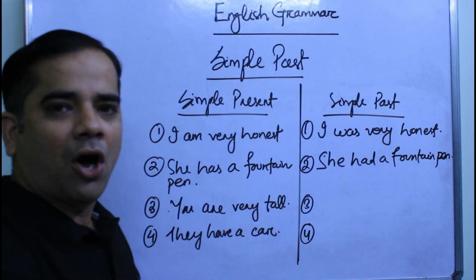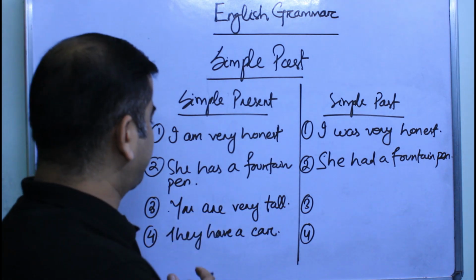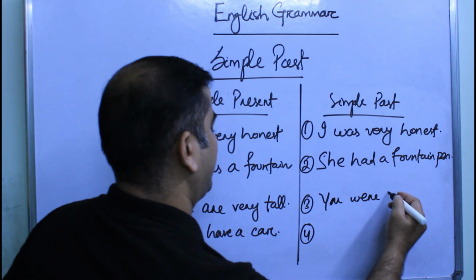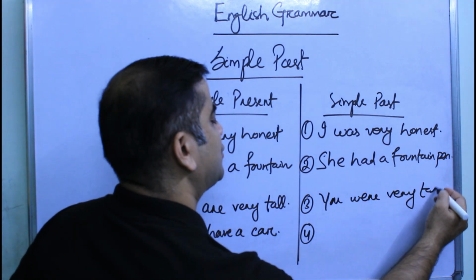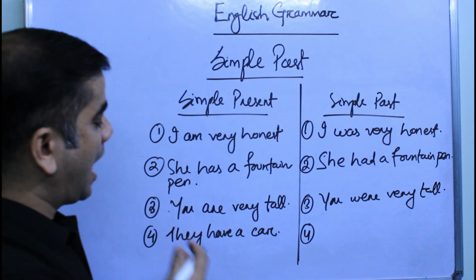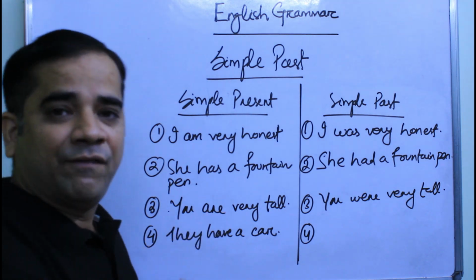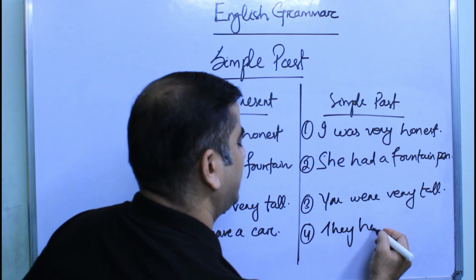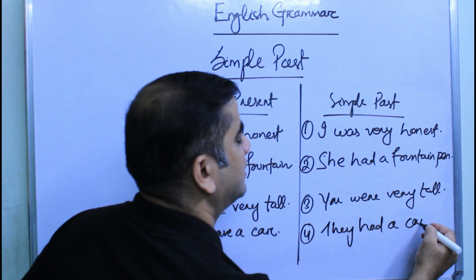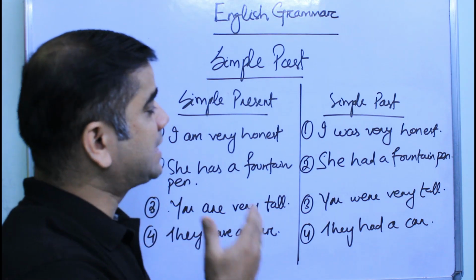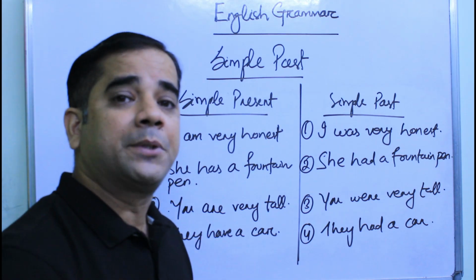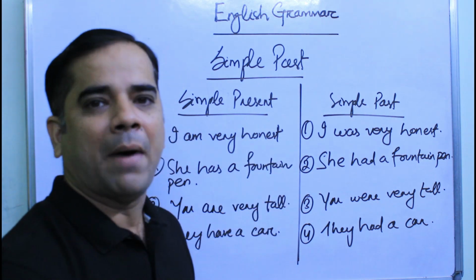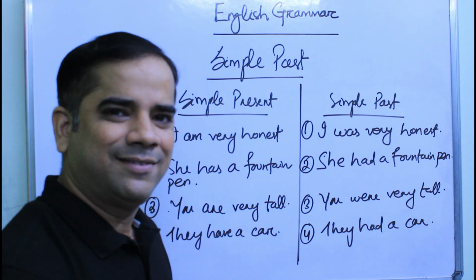You are very tall. Are is the verb. Its past form is were. So you were very tall. They have a car. So past tense of have is had. So they had a car. They had a car. So this is how we use the verbs be, has and have in their past form in simple past tense. Hope you understand.